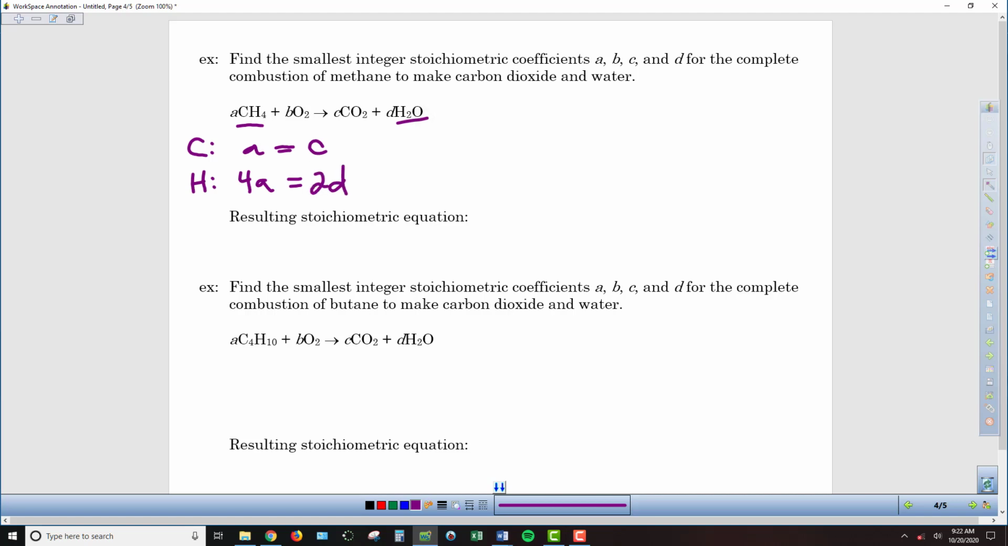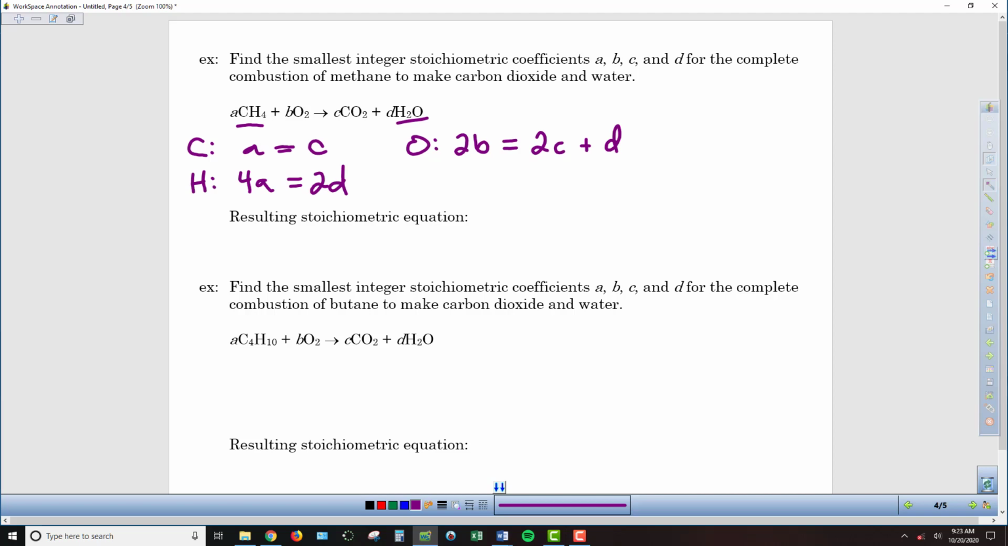And then finally, I need to do the same thing for the oxygen. On the left-hand side, I have the oxygen gas, so that's going to give me 2B. On the right-hand side, I have oxygen present in both compounds, so I have 2 times C, plus D. So the challenge here is I have 3 equations, but 4 variables.